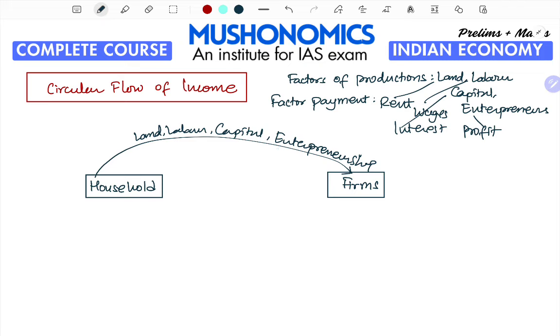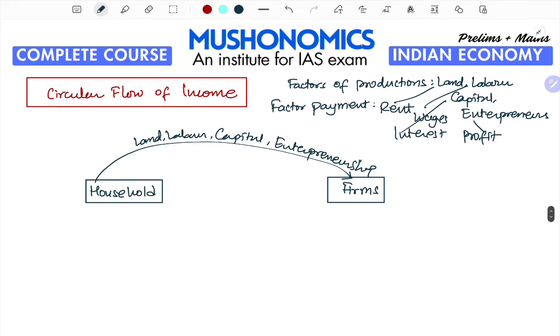And entrepreneurship is the person who is taking risk to do the business and who is arranging all the other factors of production: raw materials, land, labor, capital, etc. So he is getting profit for his risk-taking capability, his management skills, etc.